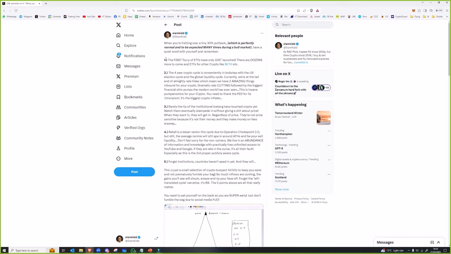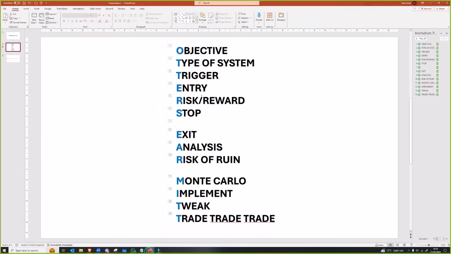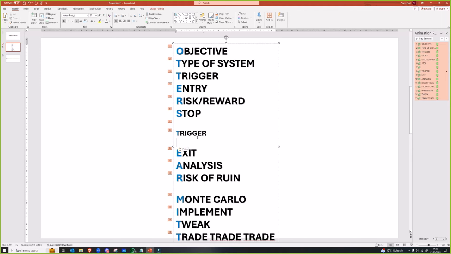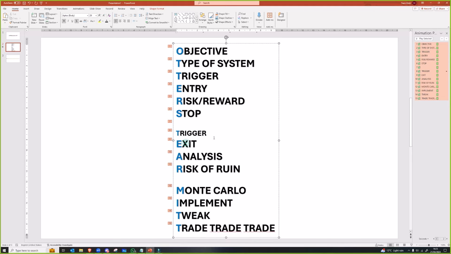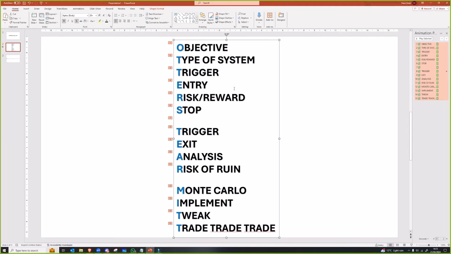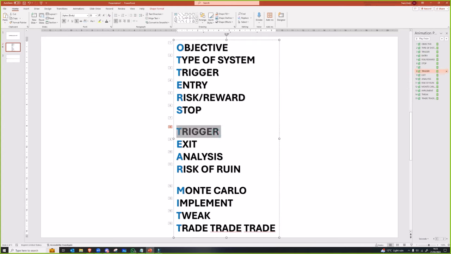So for me, these are my triggers. Going back to OTTERS-EAR-MITT, not only do you need a trigger for your entry, you also need a trigger for your exit. So really, I could probably change this to OTTERS-EAR-MITT or whatever, but I prefer imagining an otter wearing some mitts over their ears instead of a tear mitt. But I personally am obsessed. In fact, of all the things on OTTERS-EAR-MITT right now, I'm happy.